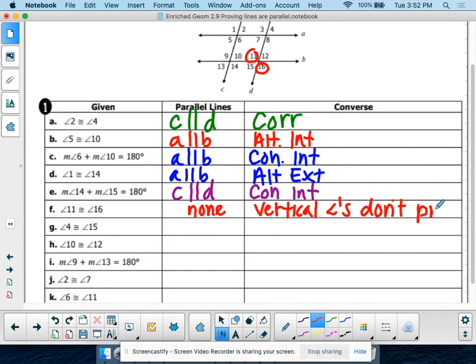Vertical angles don't prove lines parallel. Nope, vertical angles is a no-go.